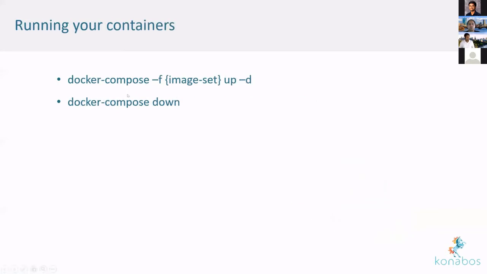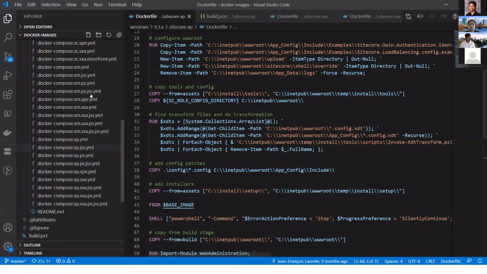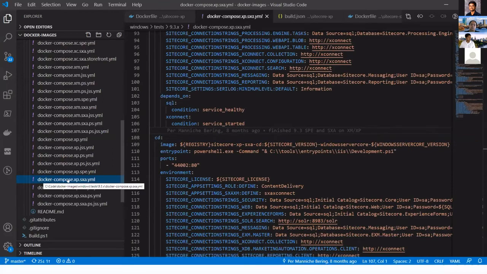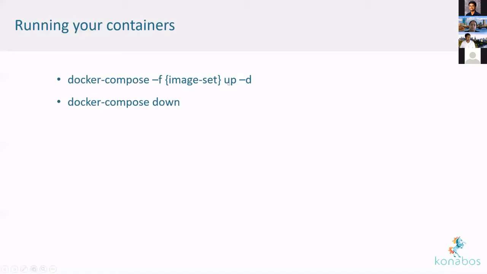So what you would do is, in the elevated PowerShell window, you run docker compose with -f, and then whatever the image set name is. So if I want to run the XP SXA, I pass in docker compose -f XP SXA YAML up, and then use -d, which will set it to a non-interactive mode.